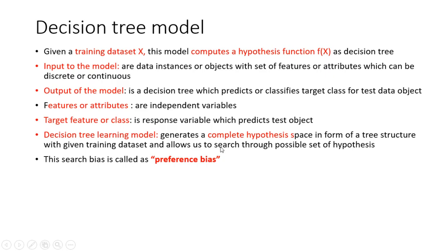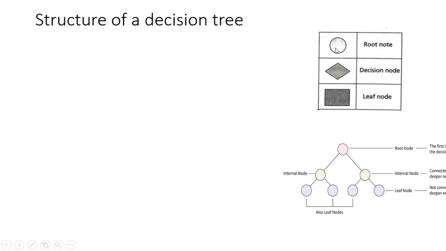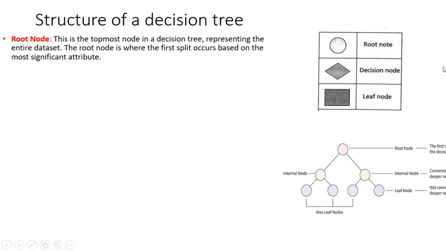So the decision tree learning model will generate a complete hypothesis space in the form of a tree structure for a given training data set, and allows us to search through the possible set of hypotheses in the decision tree. This kind of search, where we search through the decision tree, is called a preference bias. So let's see the structure of a decision tree.